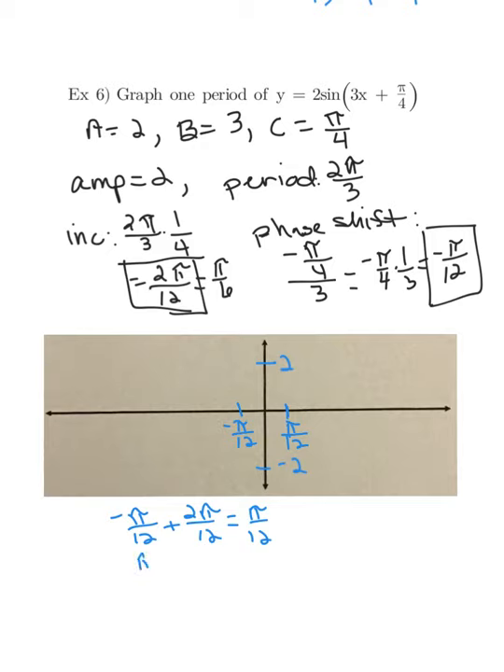Now do positive pi over 12 plus 2 pi over 12. That's going to give you 3 pi over 12, which is pi over 4. If you want to write 3 pi over 12, I'm fine with that. 3 pi over 12 plus 2 pi over 12 puts me at 5 pi over 12. And then add 2 more for your fifth mark, you're going to be at 7 pi over 12.